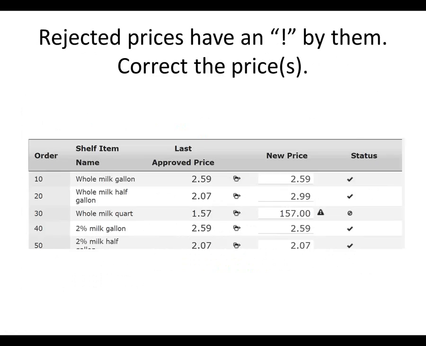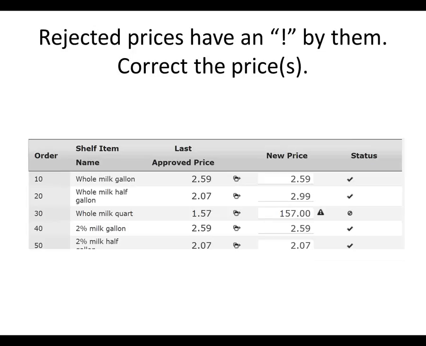How do you know which prices to address? They have an exclamation point next to them. And you can see that here I probably accidentally entered $157. And what I meant to enter was $1.57. And so you may have one or more of these prices to address. And so address each one of those that have a triangle next to it and press submit again. Then your survey will go back to the vendor manager and he will have a chance to review your corrections.